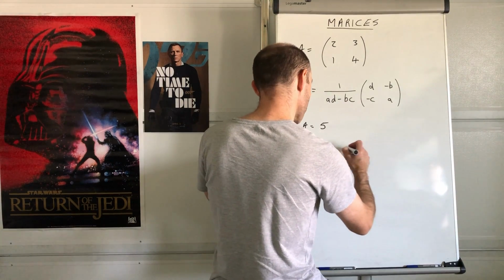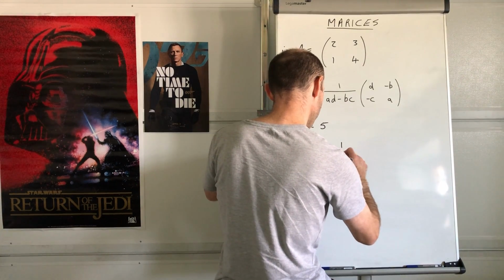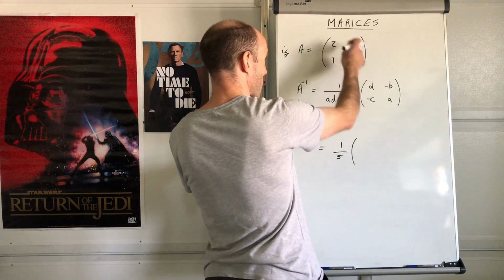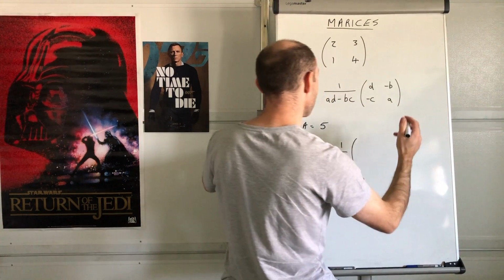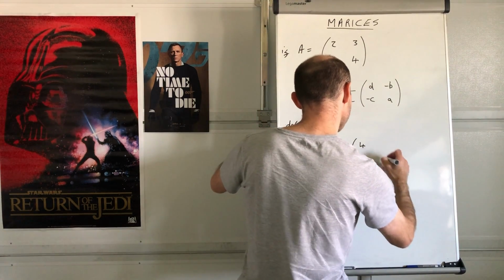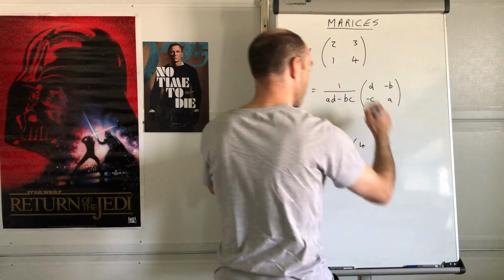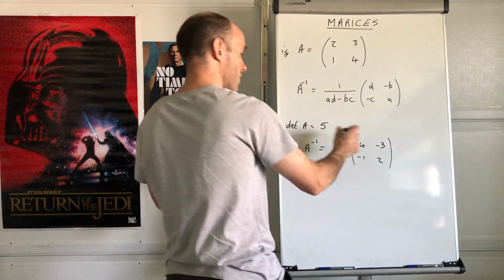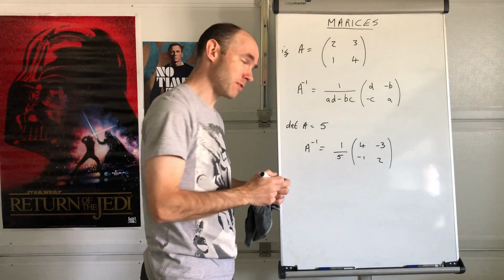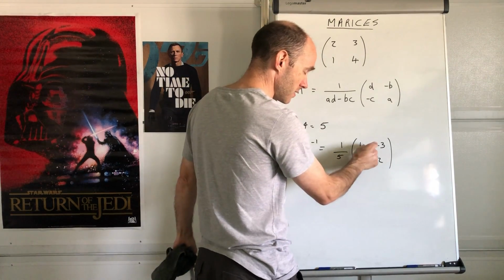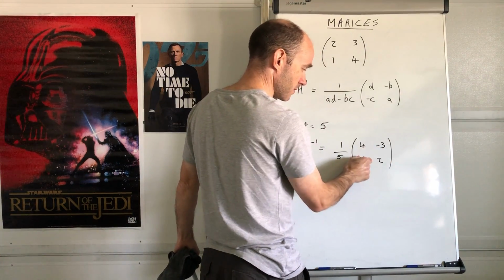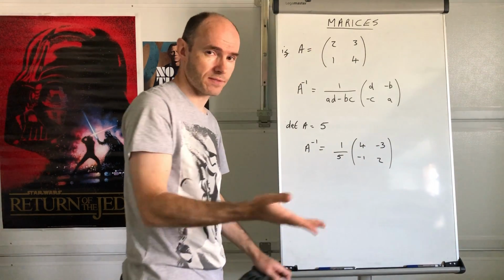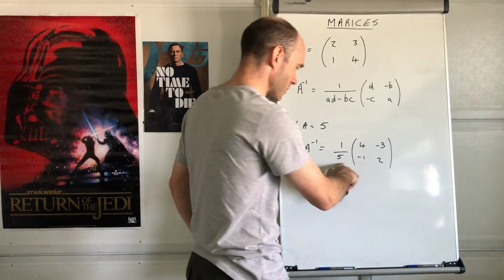Inverse of A must be 1 over 5, and then remember what we do here, just swap those two over. So that's going to be 4, 2, multiply those by -1, so -3, -1 like that. So that's the inverse of A. Now if you want, you could put the fifth inside, so you've got 4/5, -3/5, -1/5, 2/5. But for simplicity, sometimes it's useful to take the scalar out.